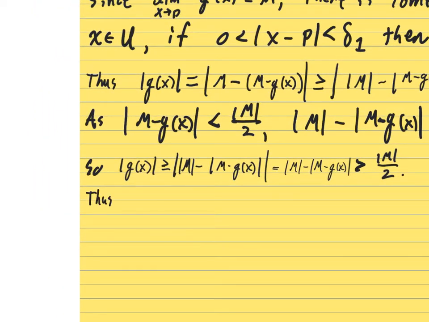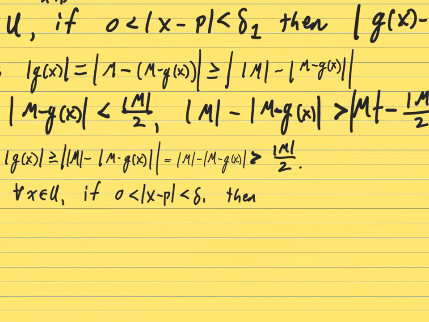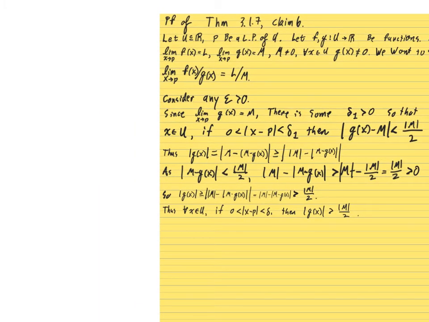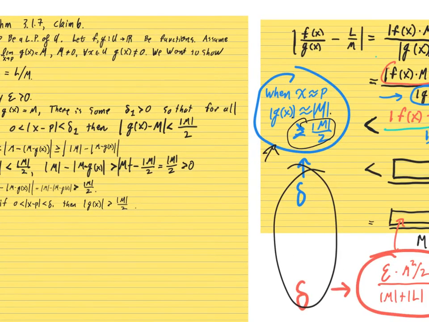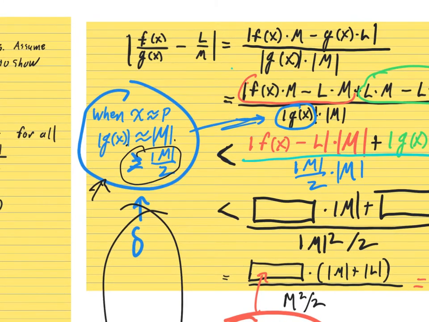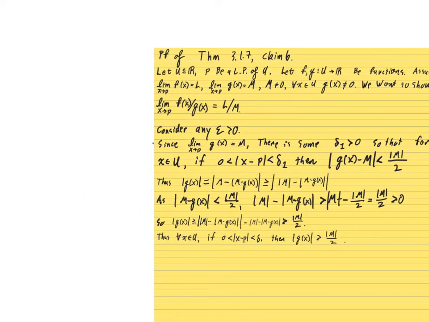Thus, for all x in U, if 0 is less than the absolute value of x minus p is less than delta 1, then the absolute value of g of x is bigger than absolute m over 2. And so that bit right here corresponds to this piece that I'll need. So maybe off to the side, this isn't part of the actual proof, but you can think of that as being like part 1 of this argument.